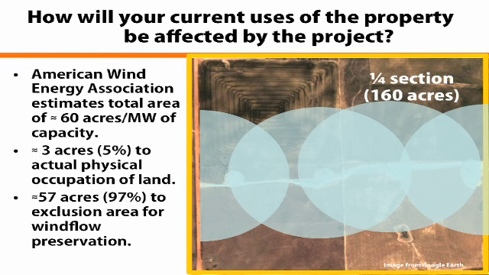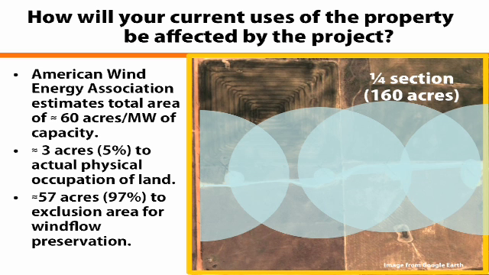This picture here is a 160 acre quarter section near one of the Woodward wind energy projects, and you can see the turbines right there. Actually, you can see the shadows better than you can see the turbines. The Wind Energy Association, the industry group, estimates that for every megawatt of capacity, you have to have 60 acres of open space.